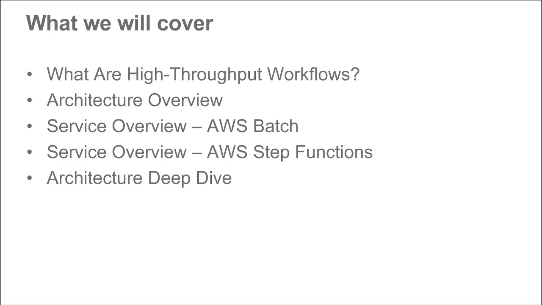So what we'll cover today, first is an overview of high-throughput workflows, and then we'll give a general overview of our architecture. We'll then dive deep into both services that are core to this architecture, which are AWS Batch and AWS Step Functions. And then we'll conclude by diving much deeper into the architecture. With that, I'd like to hand it off to my colleague, Jamie, to kick it off.